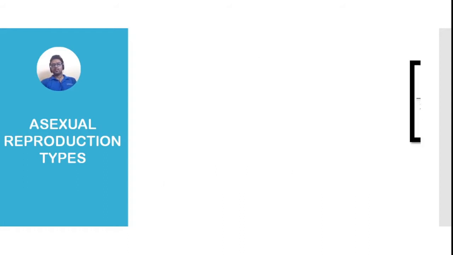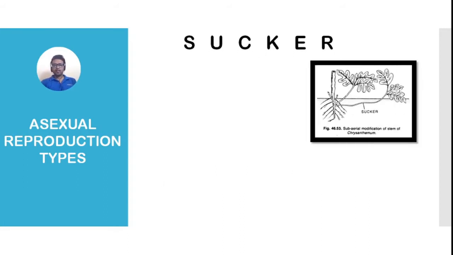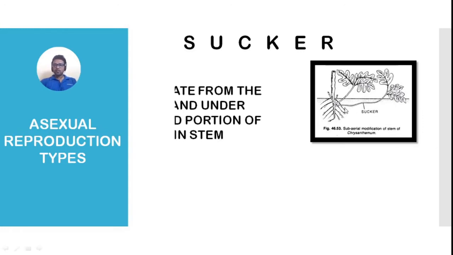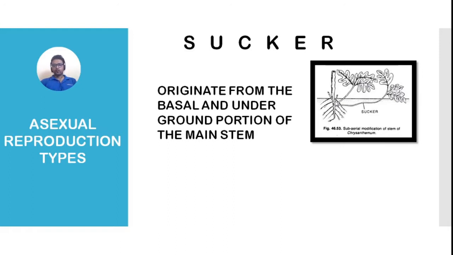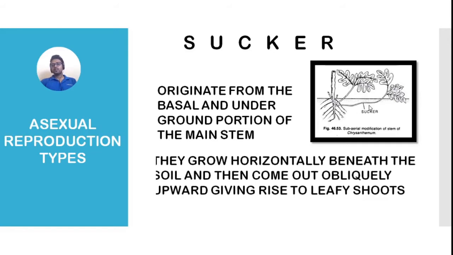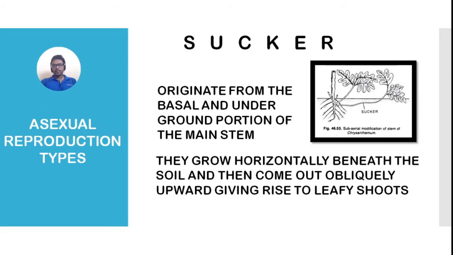Okay. Now the next one is sucker. Sucker is a modification of underground stem. You see, this is the underground part of a stem, and from this underground part this sucker arises, and after origin these suckers grow horizontally beneath the soil, and here you see finally this sucker came out obliquely and gives rise to new plant parts. I repeat again, sucker is a modification of underground stem, and after origin sucker grows horizontally beneath the soil and comes out obliquely to give rise to new plant parts.